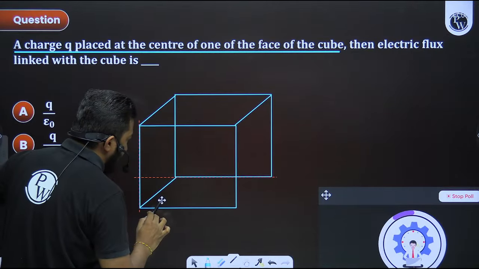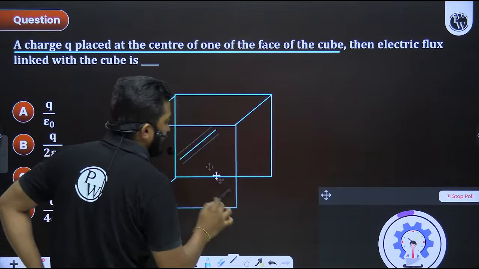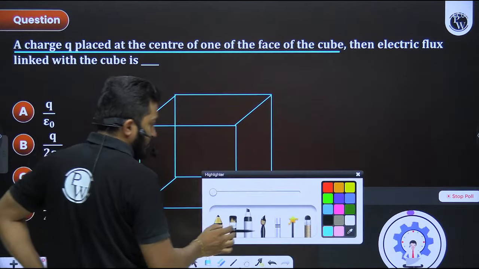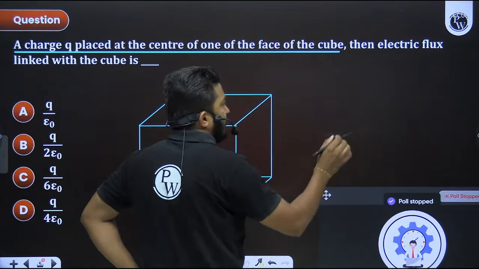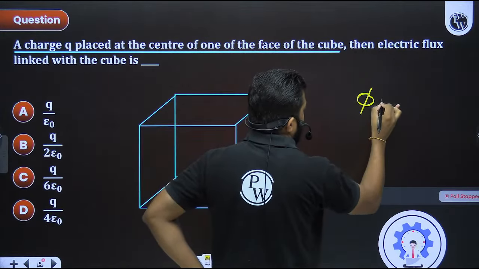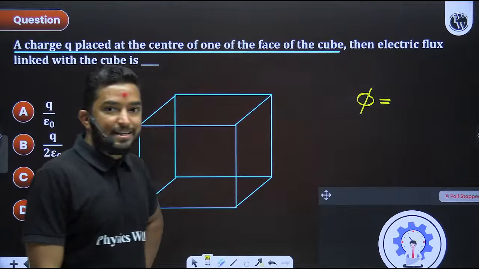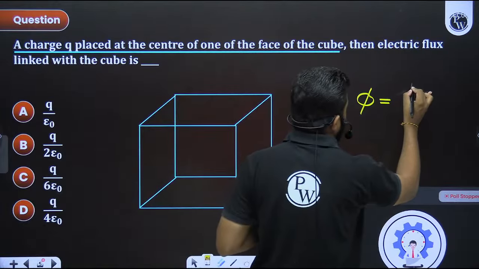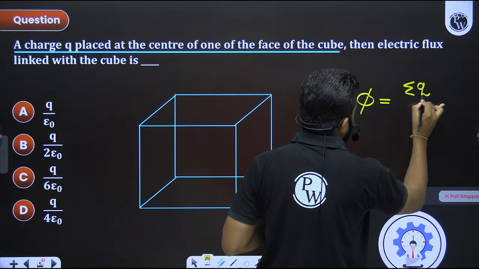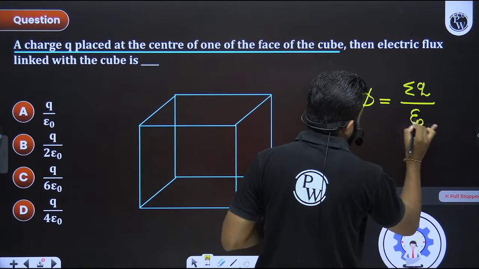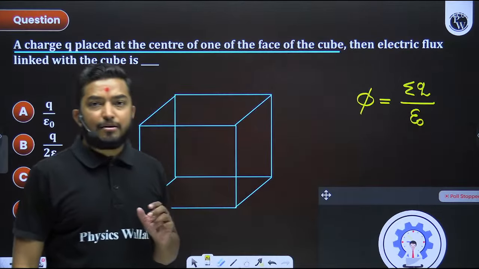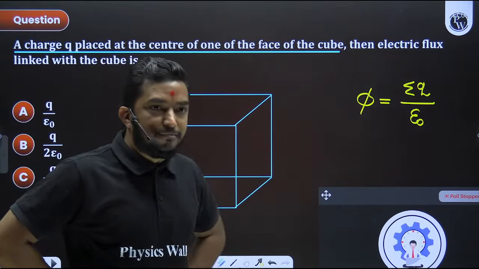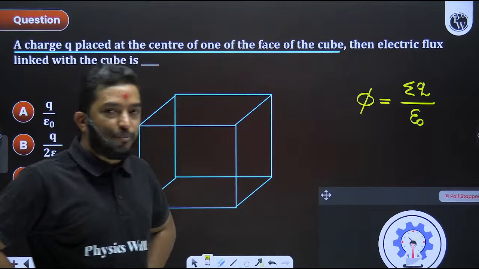Yes, sir. We are on Gauss law. So by Gauss law, we can say the flux phi passing through any body is equal to sigma q, the total charge covered by the body, divided by epsilon naught, the vacuum permittivity. So here we can say that phi is equal to sigma q upon epsilon naught.